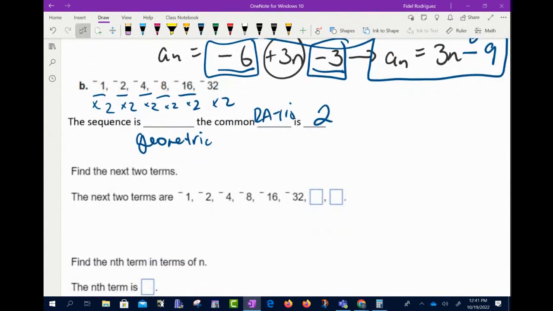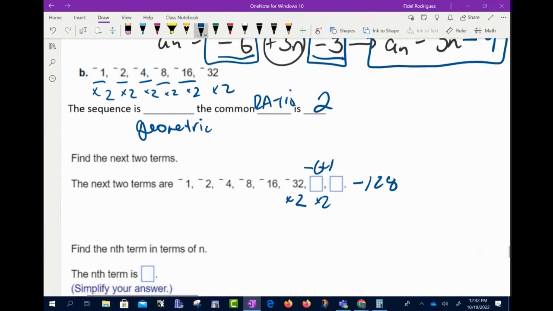Now that we have that part, what do you think the next two terms are? If we multiply this number by 2, wouldn't that give me a -64? And if we multiply that number by 2, wouldn't that give me a -128? Again, I'm multiplying every one of those numbers by 2 to get to the next one.